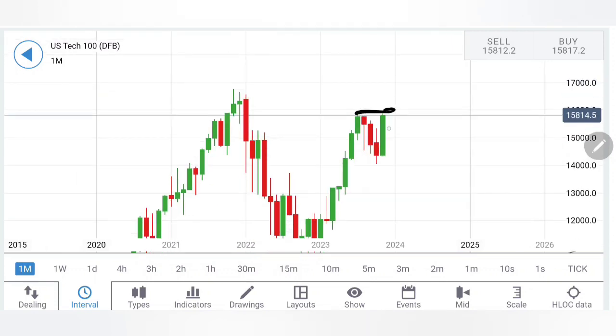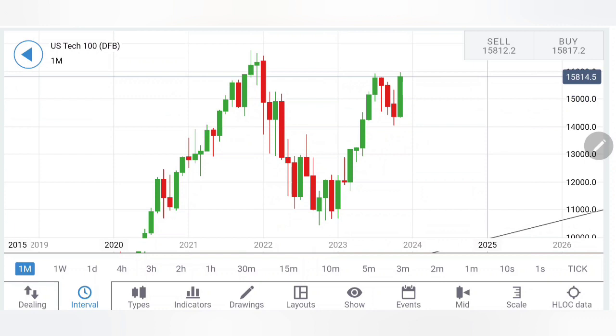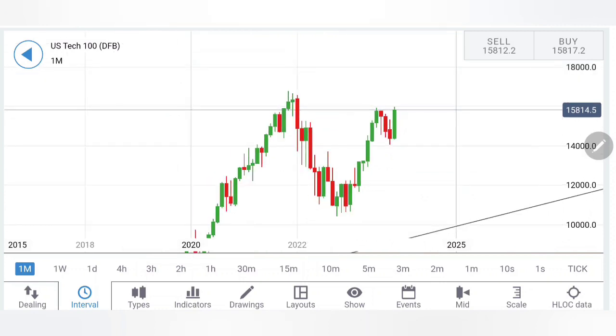Yes, double top is done. Yes, the probability is there after forming the double top that it can nullify all the gains and continue with the down move, as we have seen a good enough rally, good enough rise. However, in markets, nothing is good enough. It can resume the rally for the next month as well, achieving all-time high levels.